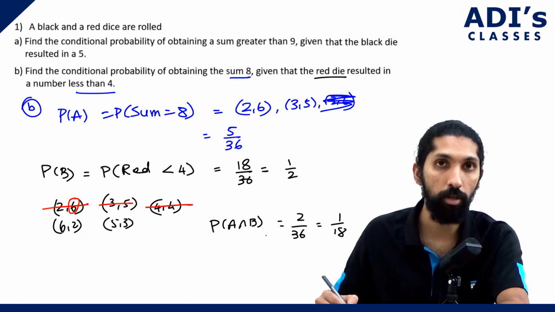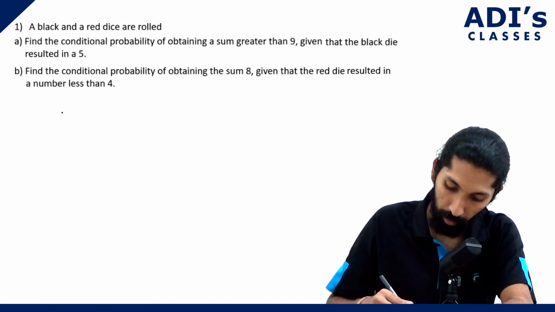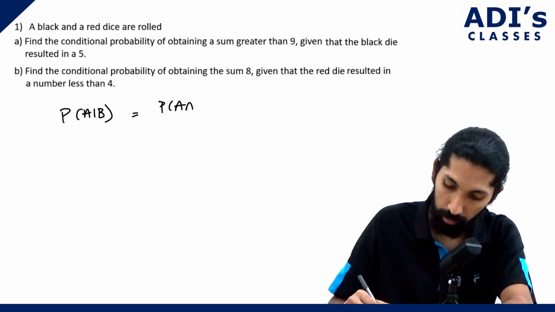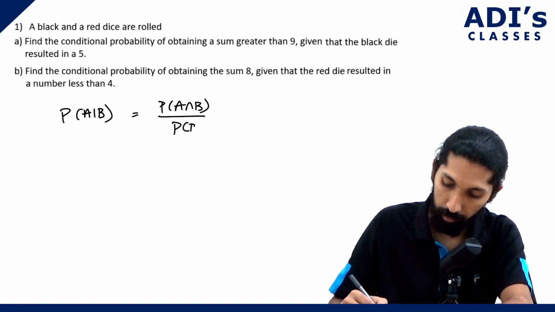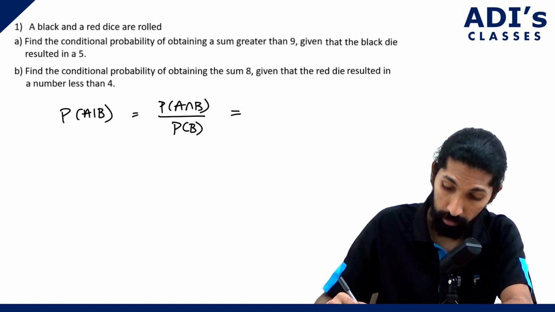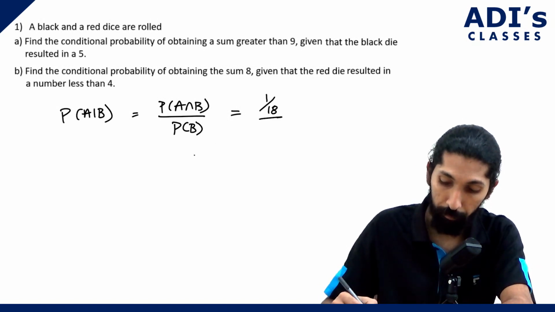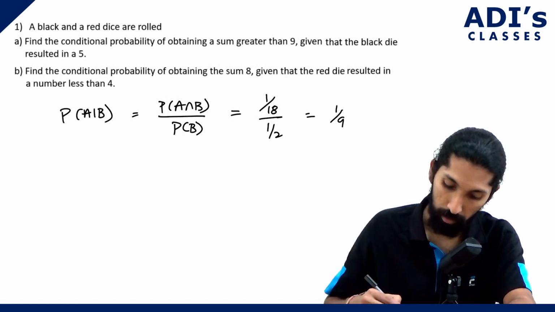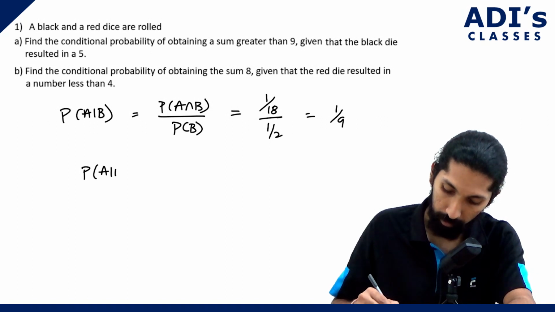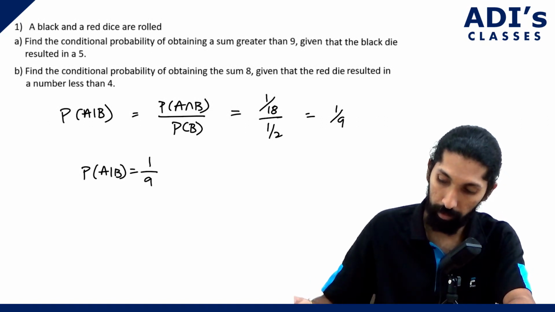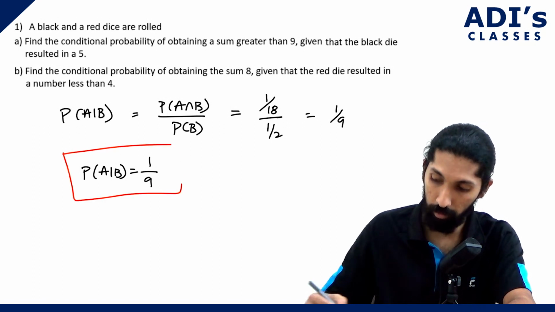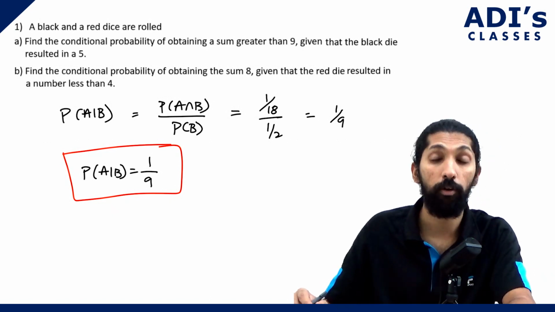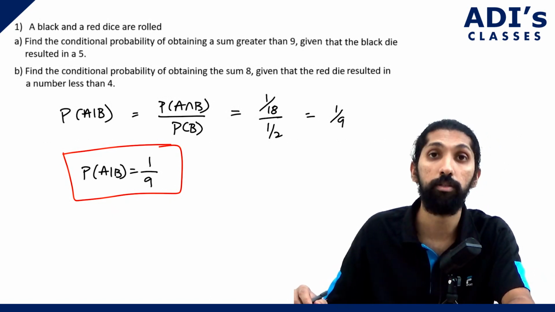Now let's apply the formula and solve this one. We have P of A given B, P of A intersection B divided by P of B. Right? So intersection is 1 over 18 over P of B, which is 1 by 2. So answer is 1 by 9. So P of A given B is 1 by 9. So this is going to be the final answer. Fine. So this is the answer for 1A, 1B. Correct. Now let's do the next one.